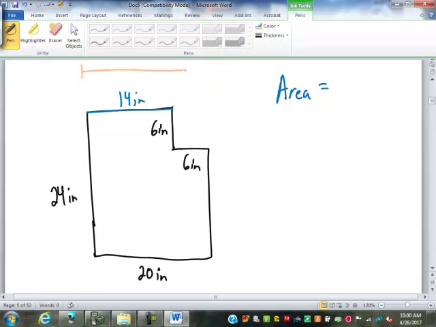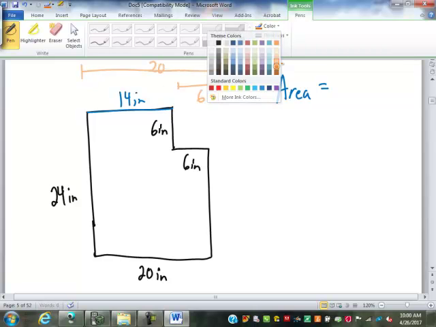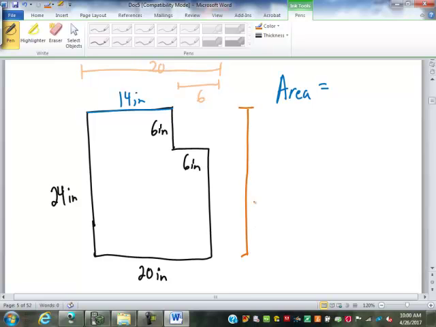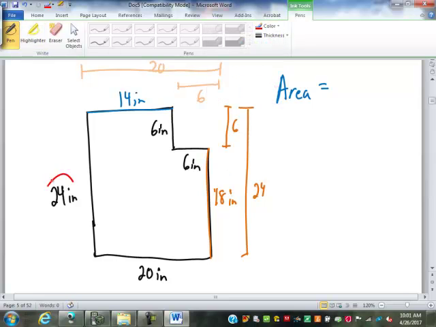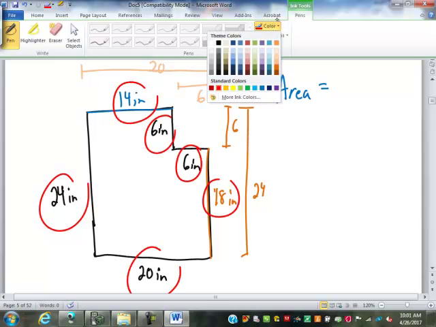Because this whole distance across here is the 20, right? And this piece here is 6. So 20 minus 6 is 14. And same type of thing here. This whole distance is 24. This missing piece is 6, so this distance is what? 18 inches, not feet. So to find perimeter, I am just going to add up those 6 sides. It comes to be 88 inches.